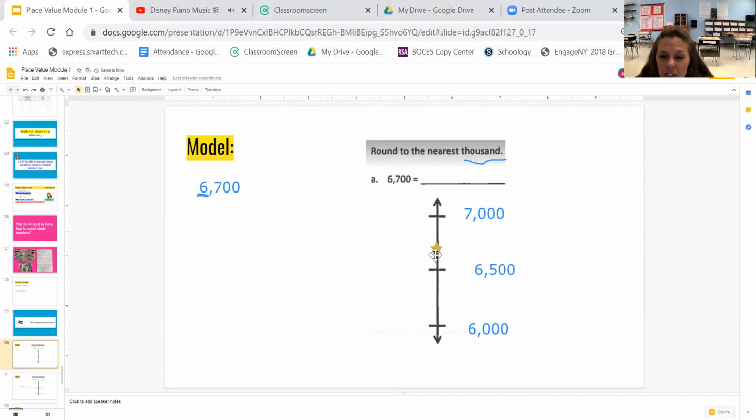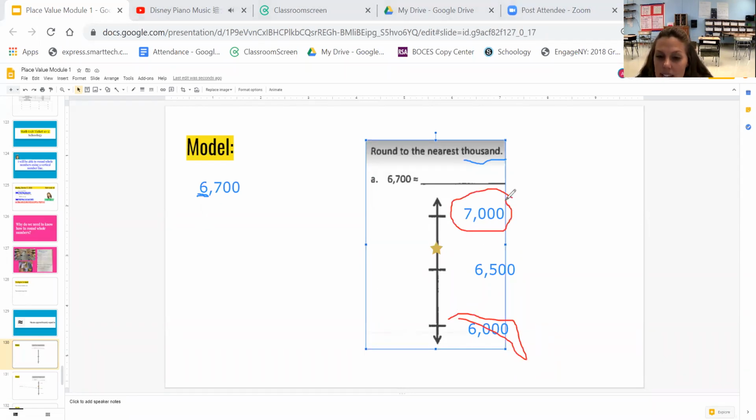Now, when I'm rounding, I'm trying to figure out if this is my number. I have 2 options. My first option is, could it be 6,000 or could it be 7,000? Let's take a look. Remember, we're rounding to the nearest thousand, so my answer is going to be in 1,000. Which one could it be? In this case, I would say it's closer to 7,000. I only have to go 300 more to get to 7,000, whereas to get to 6,000, I would have to take 700 away. So I know it's approximately 7,000. Listen to my number sentence. 6,700 is approximately 7,000.